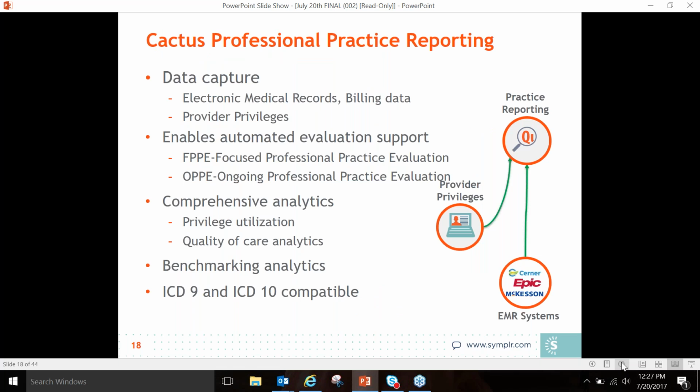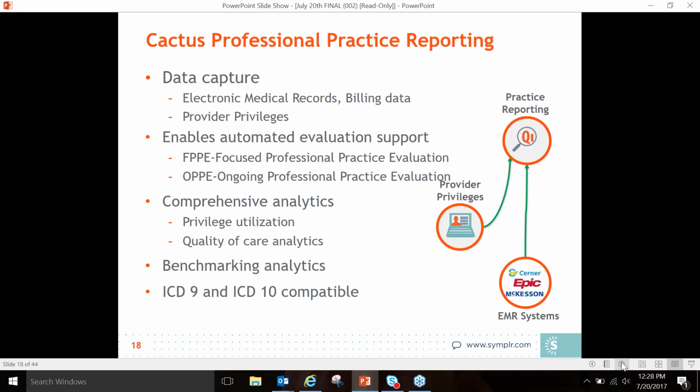The first one I want to start with here is our professional practice reporting. And again, this is the new term, professional practice evaluation, that's now being deemed for peer review as well. So everything is going to be in line with these PPEs, FPPE, OPPE, PPR, PPE, and so on and so forth. We have called this our professional practice reporting module or product. The goal of this is to assist you with data capture. We want to make sure that we capture all the data we can so that we can give you outcomes and analytics on this.